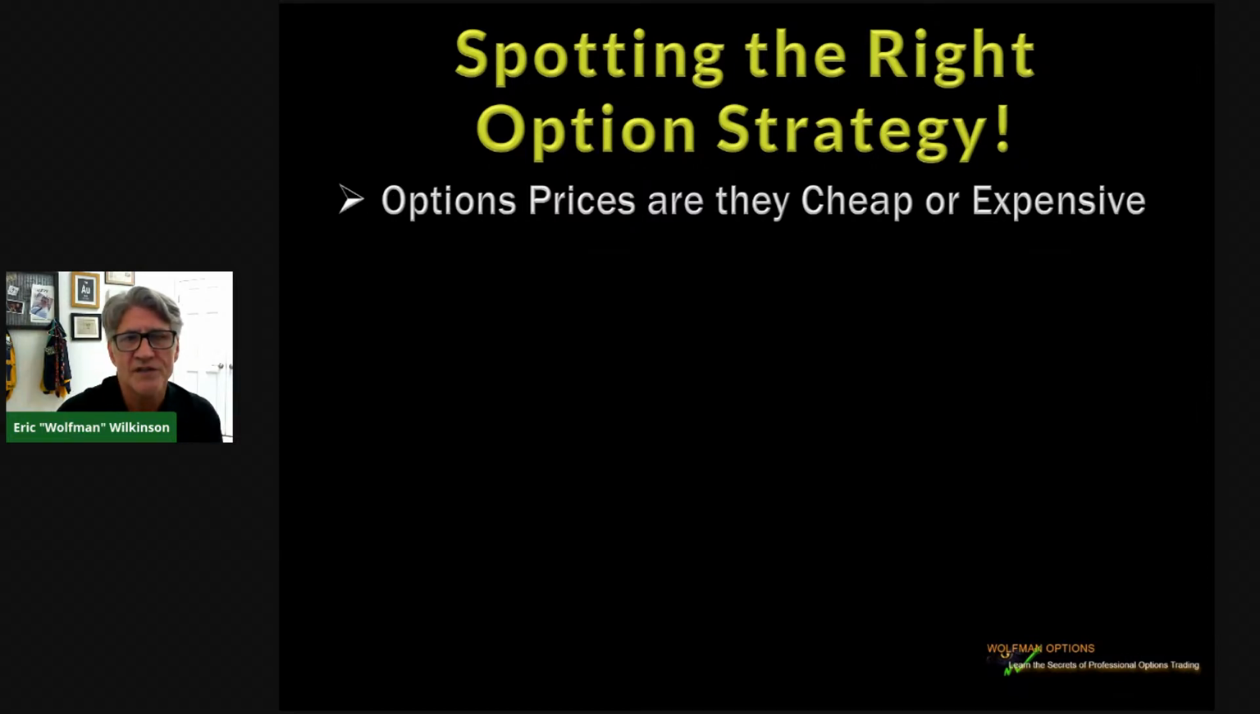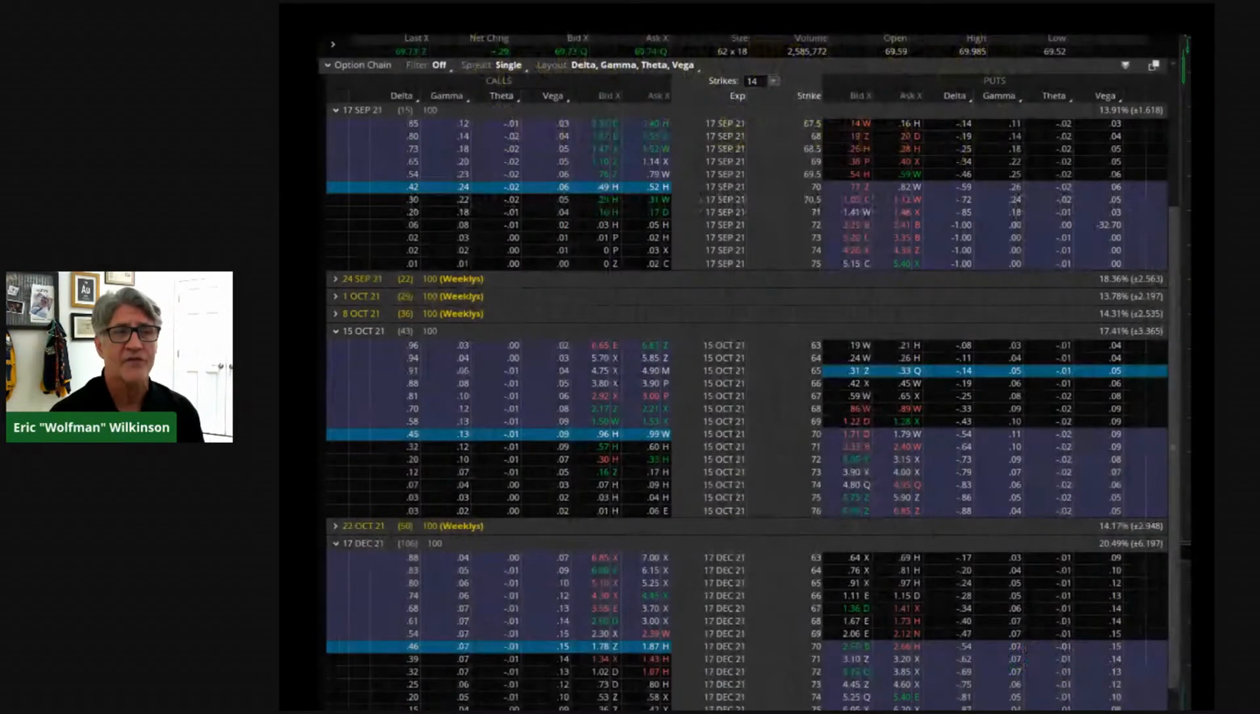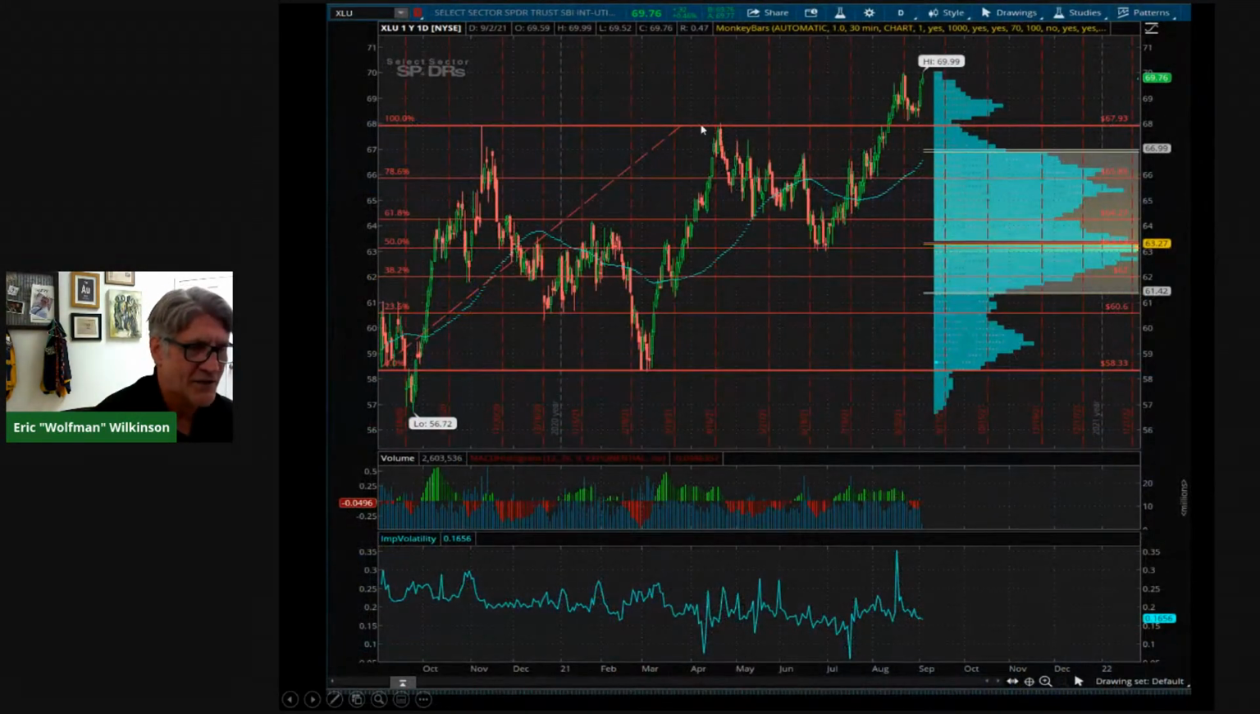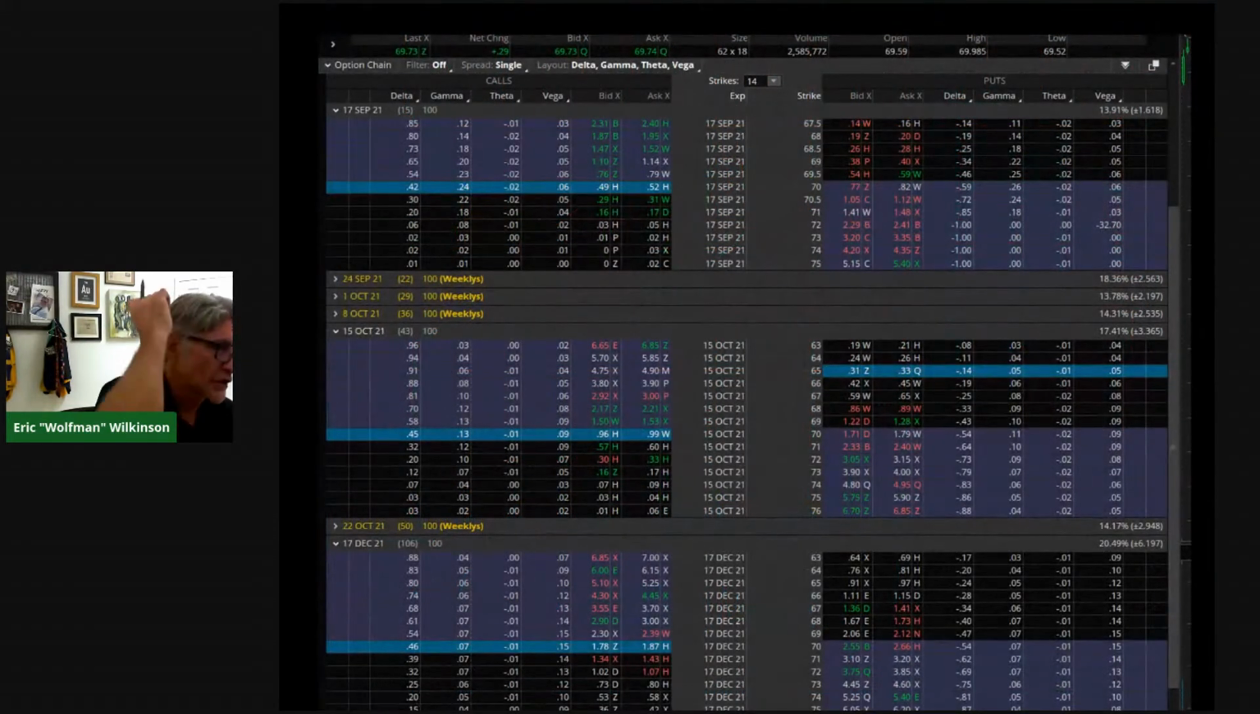And what we need to do is go over to the option montage to start determining whether or not these premiums are expensive or cheap. One of the things we're going to be looking at here is in XLU. When I took this snapshot, we're going to be looking at one of the Greeks here, and it's Vega. So we're looking at Vega. Here's the puts, here's the calls, and we've got Vega on both sides.